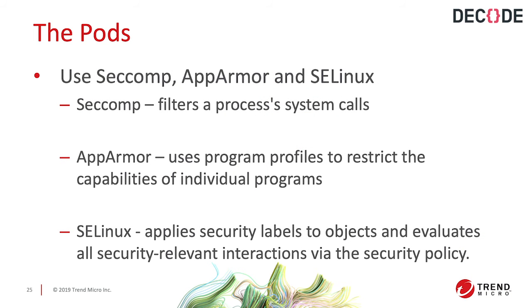The last thing that you have for the pods security settings is using the SecComp, AppArmor, or SELinux security features, which are the Linux kernel features there. The SecComp features process system calls. The AppArmor uses the program profiles to restrict the capabilities of individual programs. And the SELinux applies some security labels to objects and evaluates all security relevant interactions via the security policy. So all those can be applied directly on the security context, right?